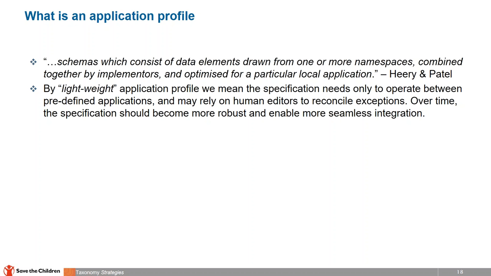So by lightweight, we mean that the specification doesn't necessarily need to operate in a fully automated way. And something that we forget about Dublin Core and other standards is that they're primarily designed to enable the interchange of information between systems without the intervention of people, so that we can have a predictable set of source content and a particular target and be able to map these with a high level of reliability so that we don't need to have quality assurance or other types of interventions by people.